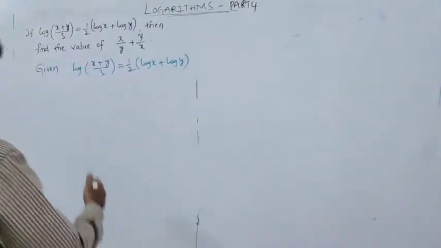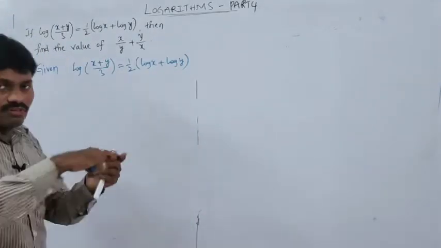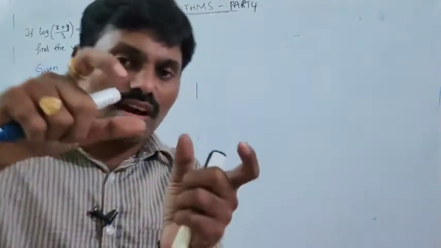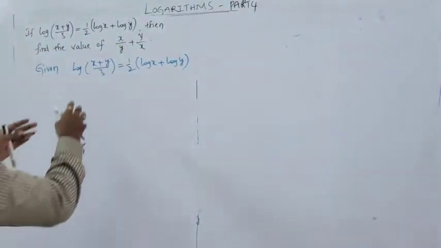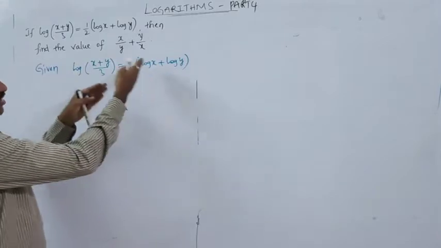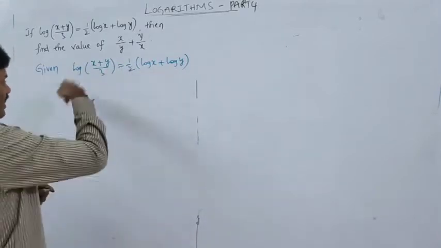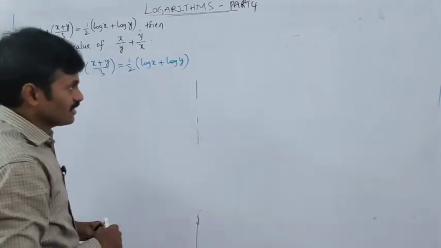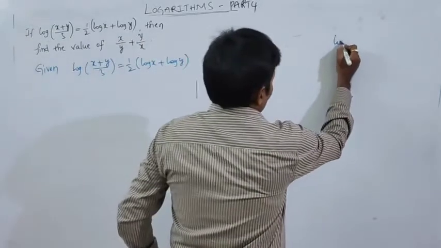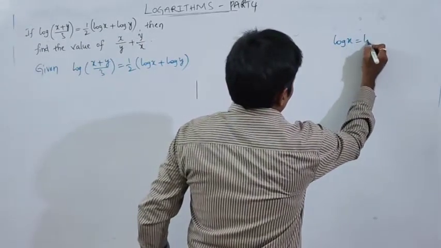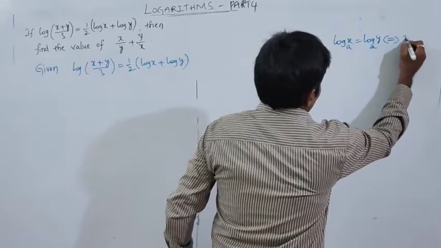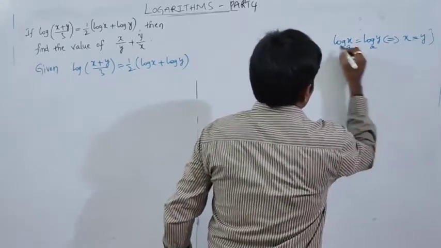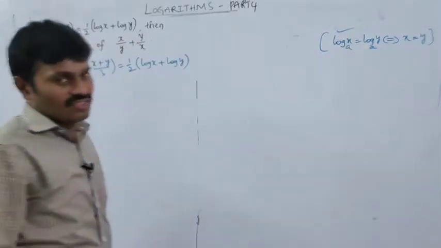So we are trying to remove the logarithmic function on both sides. For that we have to write this as a single logarithm, and write the RHS also like this. Then we can cancel log on both sides, because log x is equal to log y to the same base can be written as x is equal to y. Based on this property we are going to solve this question.